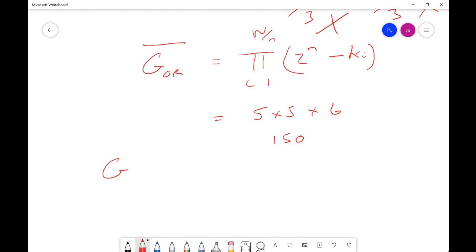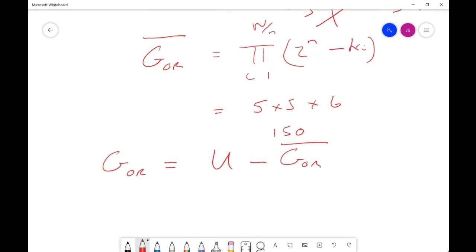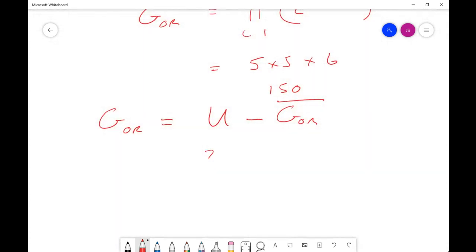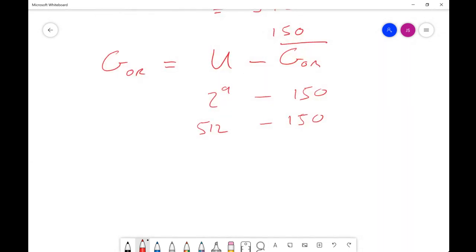We want GOR. GOR must be the universe minus not GOR. And therefore the universe is 2 to the 9 minus 150. 2 to the 9 is 512 minus 150. So the number of patterns in the OR generalization set, work it out yourself, is going to be 362, is it? I think that's correct. So a much larger generalization set.